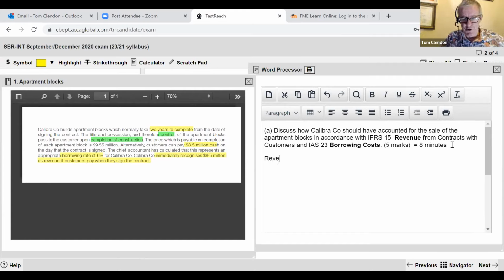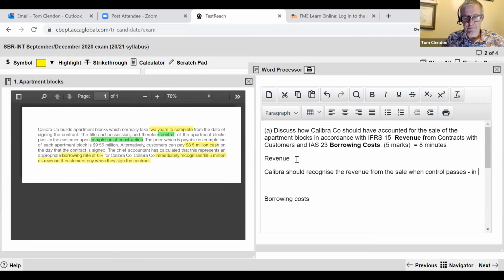Now, if I'm going to answer this question, I'm going to plan it that we deal with revenue and we deal with borrowing costs. Now, I want to get the name of the company in very early on, and I want to establish not a definition, but a procedure. Calibra should recognize the revenue from the sale when control passes. In other words, when the performance obligation is completed.